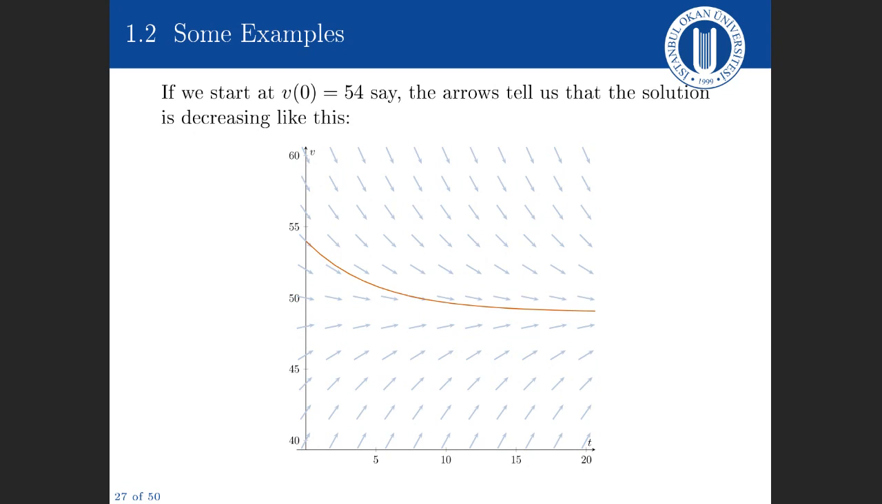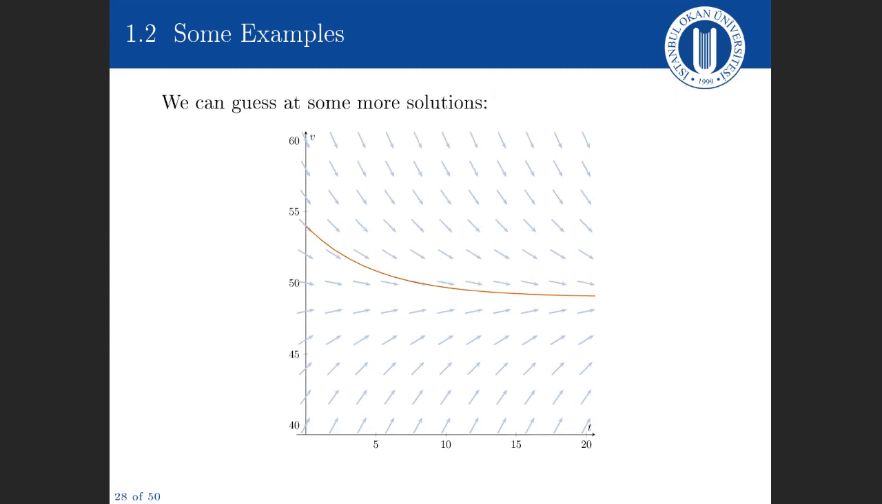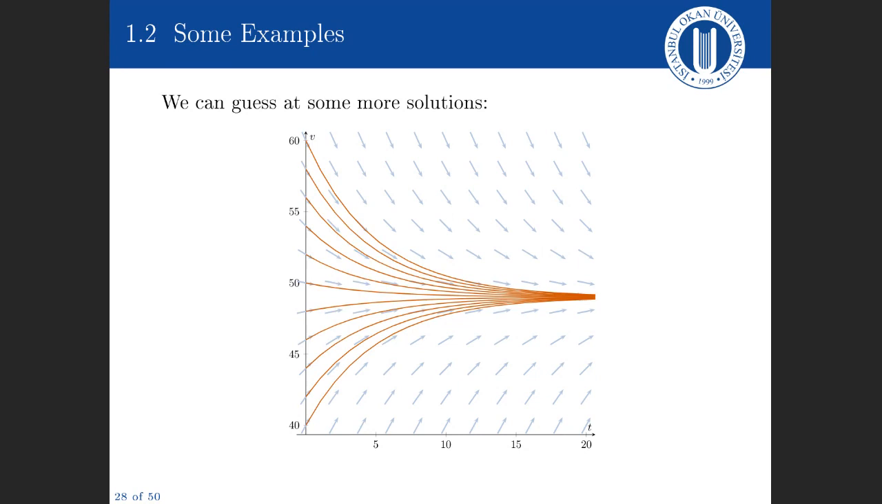And here we are, plotted with a computer. This is a solution which starts with y0 equal to 54. Let's do another one. We can guess at some more solutions. We started at 60, say. Again, the arrows say the solution goes downwards, so the solution should look like this. If we started at 42, or at another point, we'd expect the solutions to look like this. Solutions always follow the directions that the arrows are pointing.